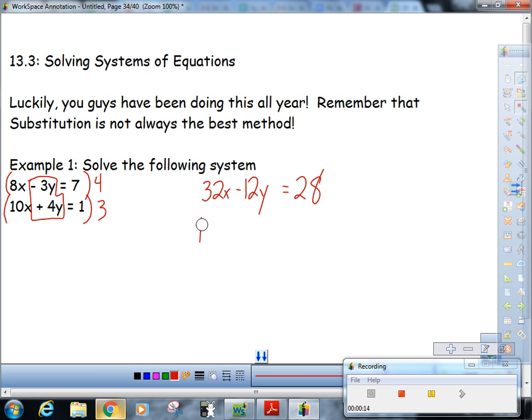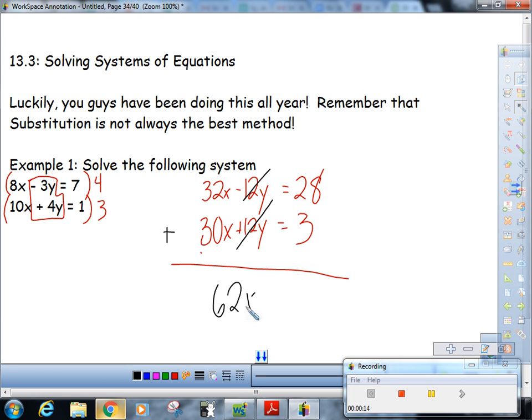30x plus 12y equals 3. And do you understand what I'm saying now, that I can just add these things? Because negative 12 plus positive 12 is 0. You get 62x equals 31. So x equals 1/2. Oh, 2, I get it. So many people would call that 2, including me when I was your age.